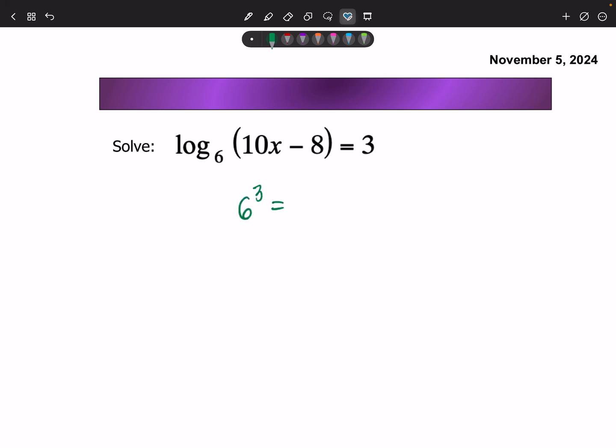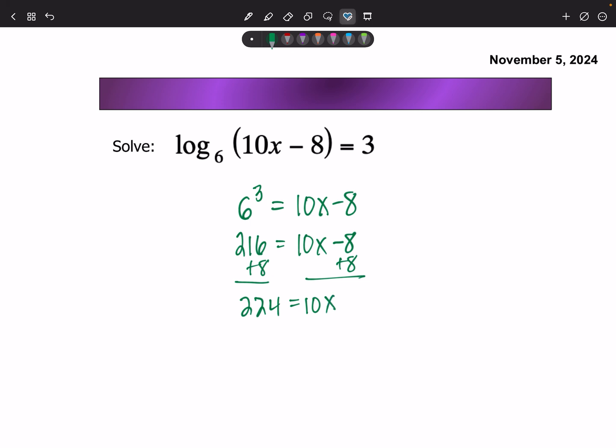Okay, I got 6 cubed equals 10x minus 8. That's 216 equals 10x minus 8. I add 8 to both sides. I get 224 equals 10x. I divide both sides by 10, and x equals 22.4.